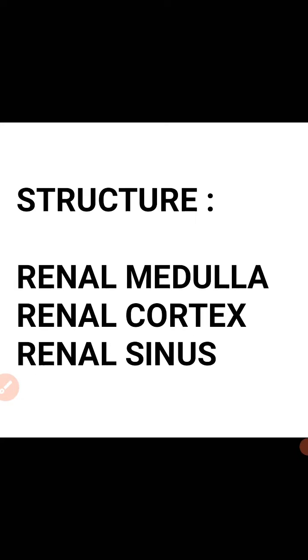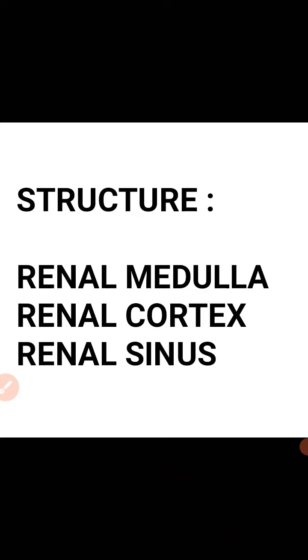The structure or the interior of the kidney shows three parts: renal medulla, renal cortex and renal sinus. The renal medulla is made up of 10 conical masses called renal pyramids, and the apex of the renal pyramids form renal papilla which indent the minor calyces. And the renal cortex is divided into two parts: cortical arches and renal columns.